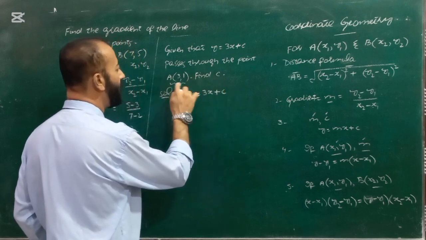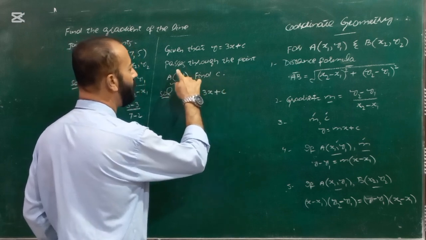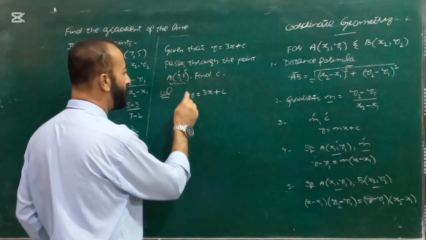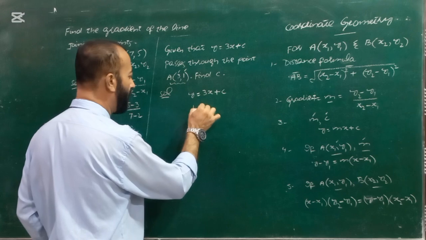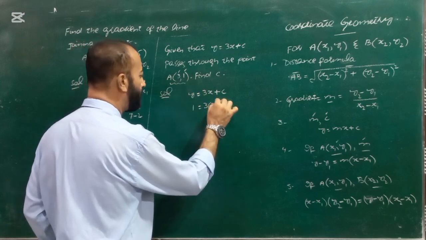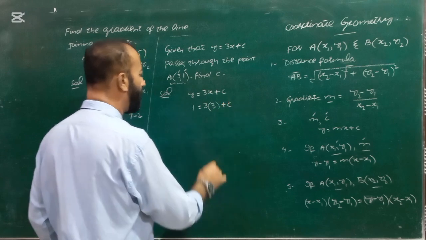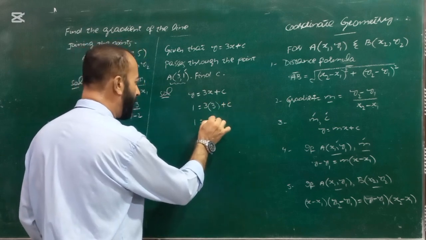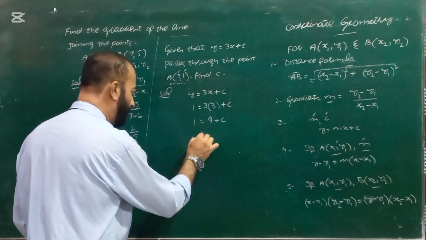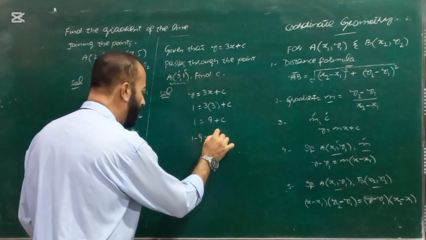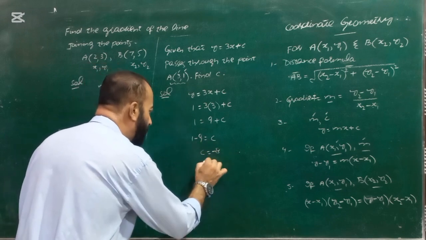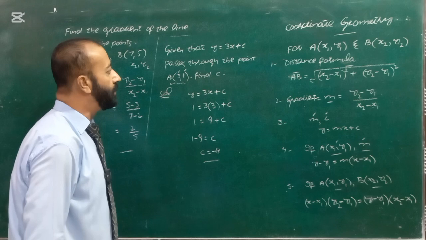So because this point is passing through, look now, passes through the point, this x and y are going to be put into the equation. So y is 1. So look now, 1 is equal to 3 into x, x is 3, and plus c is still there. So 1 is equal to 9 plus c. So c will be equal to 1 minus 9. And from here you can see c will be equal to minus 8. So this is the answer of c.